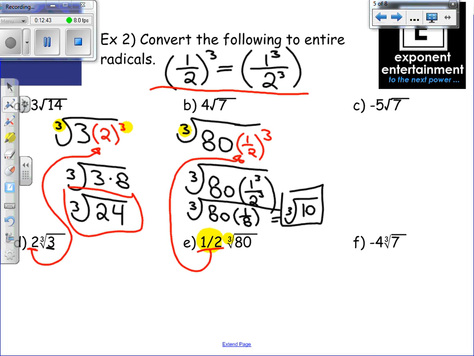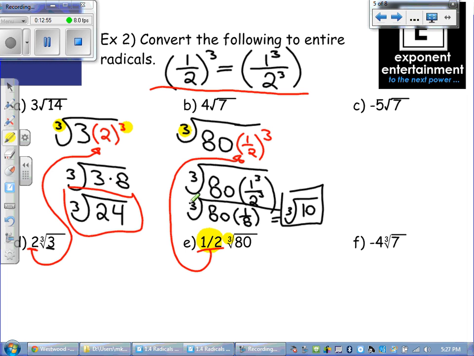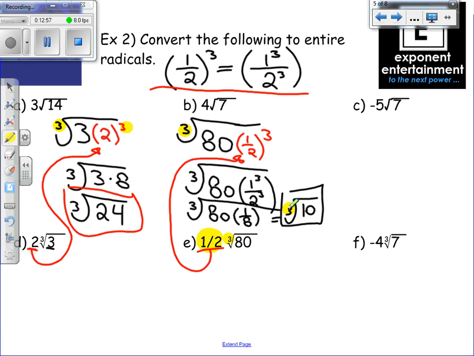Converting mixed to entire, most people find a little bit easier, but sometimes it can be tricky to remember all the little things. Quick review: your index here should be equal to your index here still. That never changed. A lot of people will lose that number at some point, and it's important that we don't.